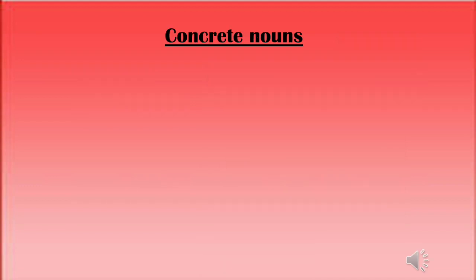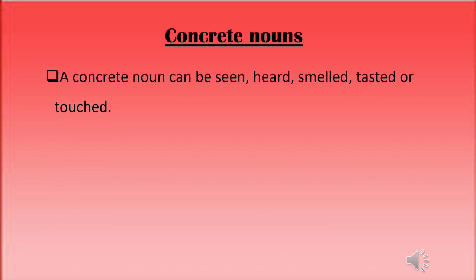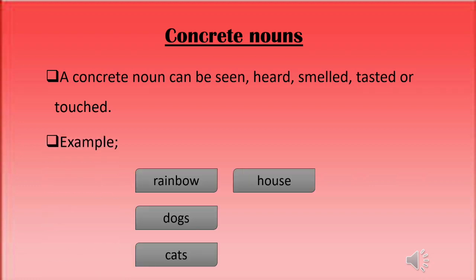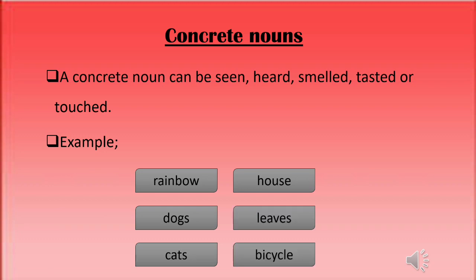Concrete noun can be seen, heard, smelled, tasted, or touched. For example, rainbow, dogs, cat, house, leaves, bicycles. All these are concrete nouns. We can see the rainbow, we can touch the dog, we can touch the bicycles, right? So these are concrete nouns.